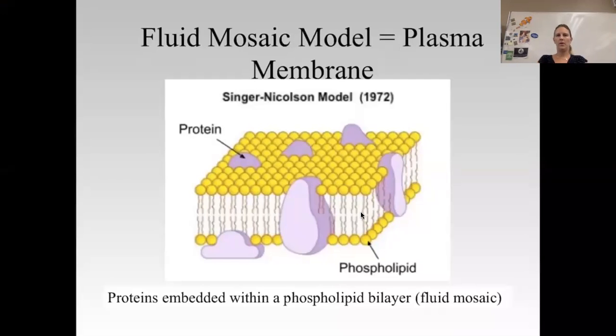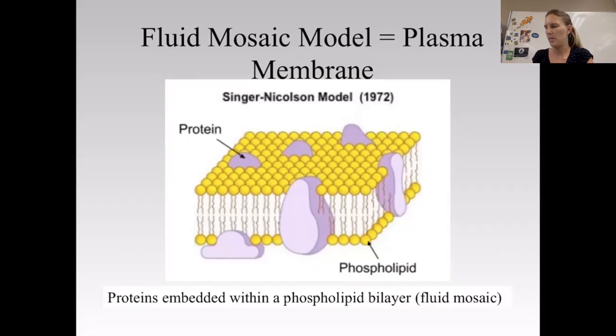Okay, welcome back. This is the start of Unit 2, or at least one of them. Let me share my screen and we'll get right into the fluid mosaic model. Okay, so we are starting to talk about the plasma membrane.